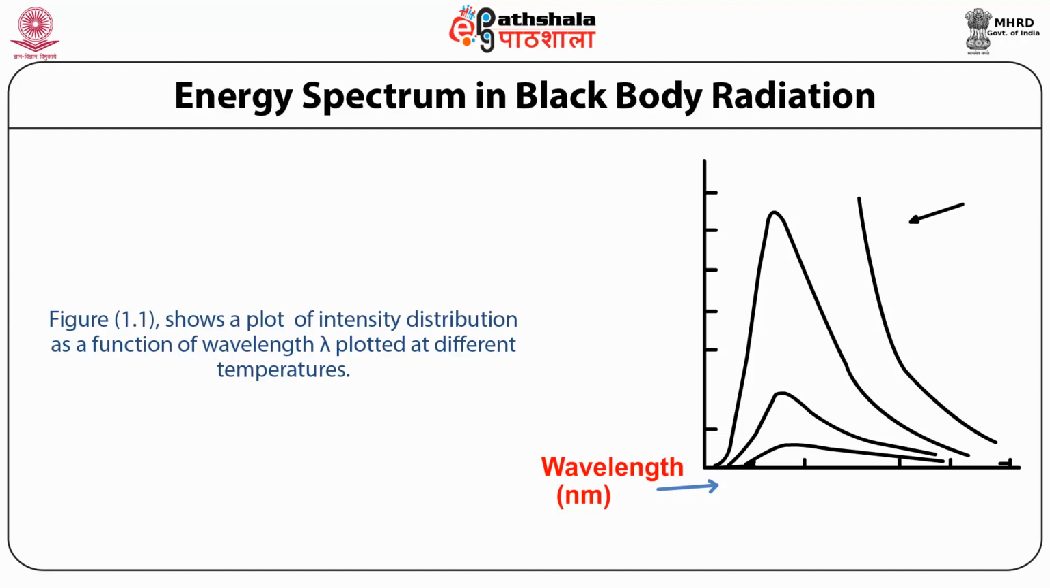These observations could not be completely accounted for by attempts based on classical ideas. Classically, the absorption and emission of radiation was considered to be due to oscillating charges within the black body.